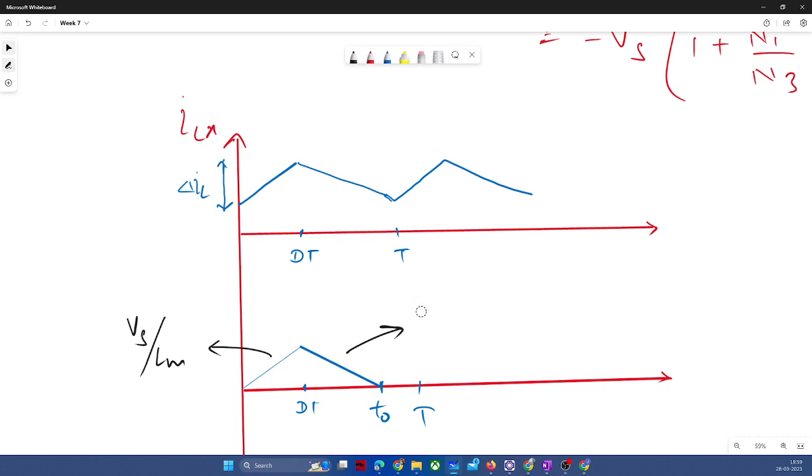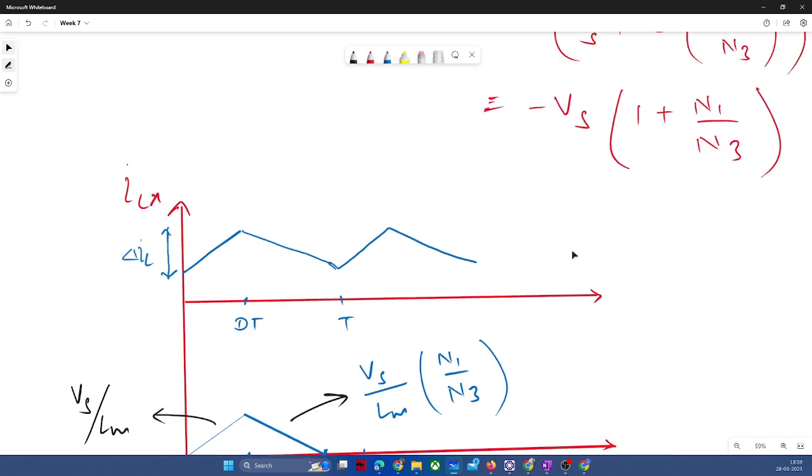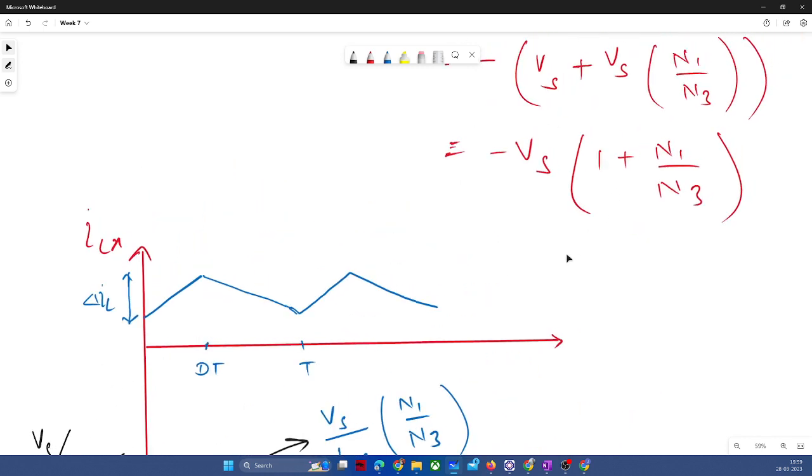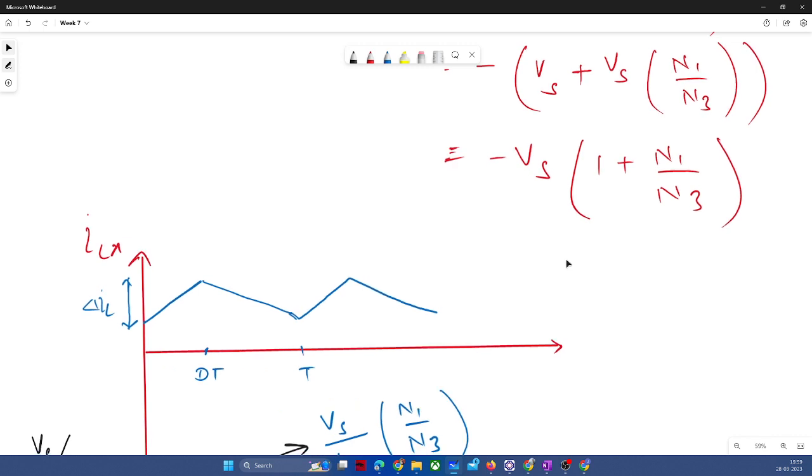So it is Vs by Lm into N1 by N3. The more the value of N1 by N3, your slope will decay faster. But where we will have to do the trade-off is that it will increase the switch rating. So this is the switch rating. As N1 by N3 increases, our switch rating will increase.